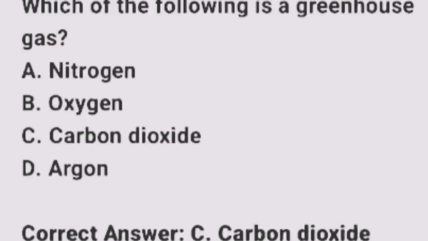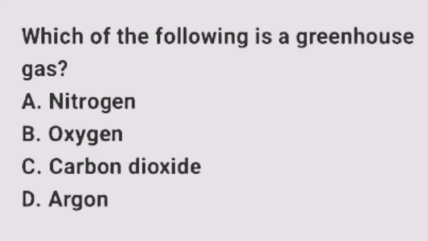The next question is on greenhouse gases. It says, which of the following is a greenhouse gas? Option A, nitrogen. B, oxygen. C, carbon dioxide. And D, argon. The correct option here is option C, carbon dioxide.